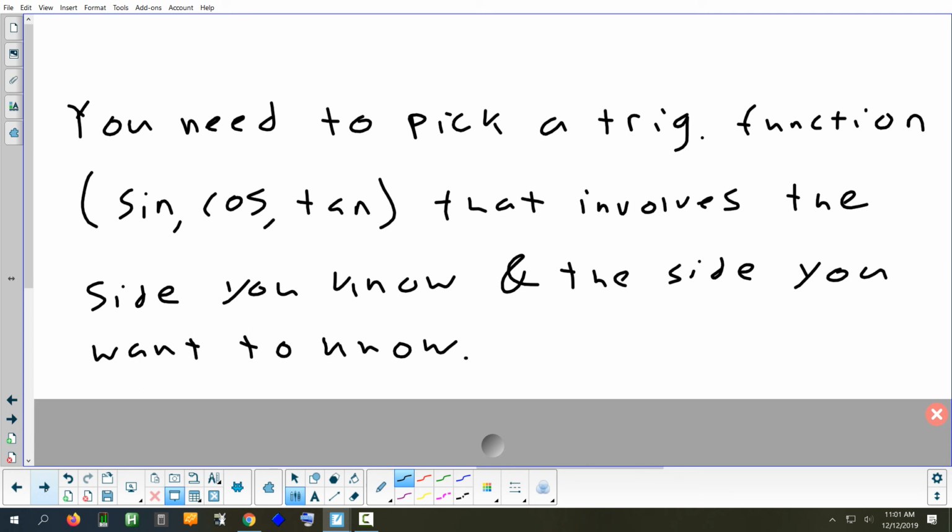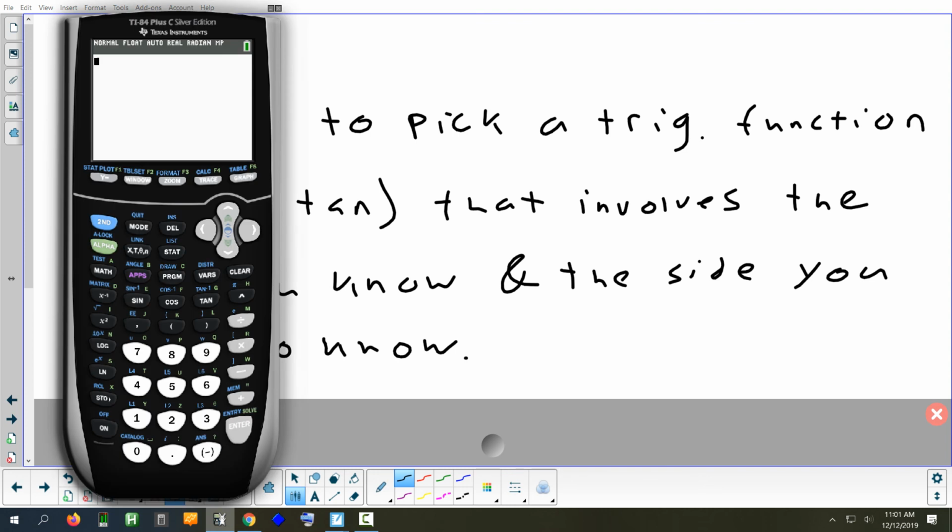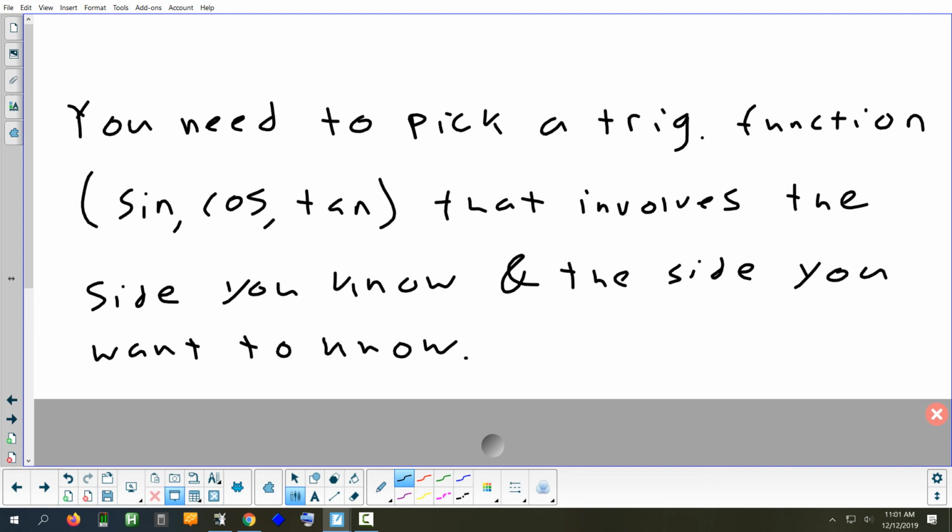So everything that we're going to do today is going to involve sine, cosine, or tangent. The reason is because we need a calculator. Sine, cosine, and tangent are the trig functions you have buttons for on the calculator. Right. You can do this with secant, cosecant, and cotangent, but it's more work. So for each problem, you're going to have to pick one of those 3.